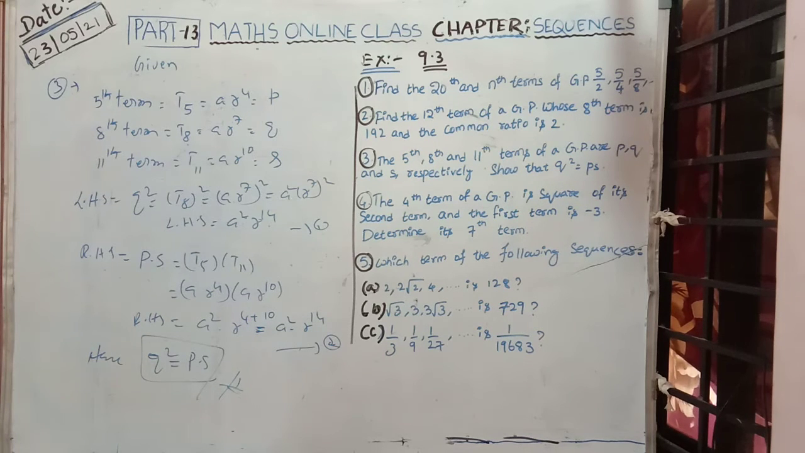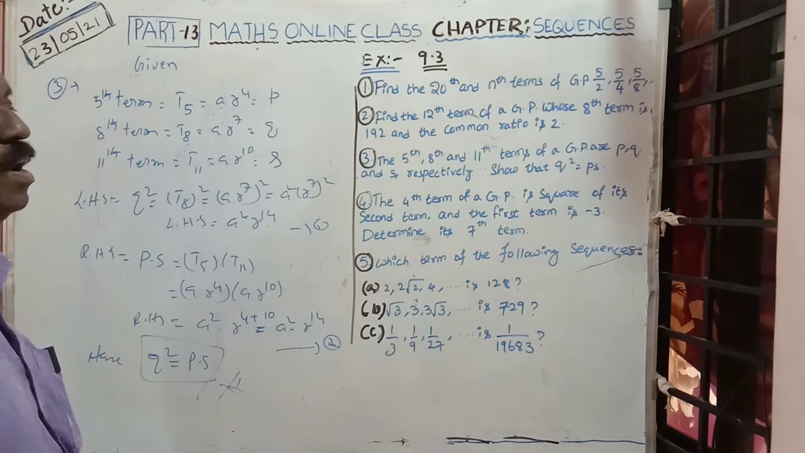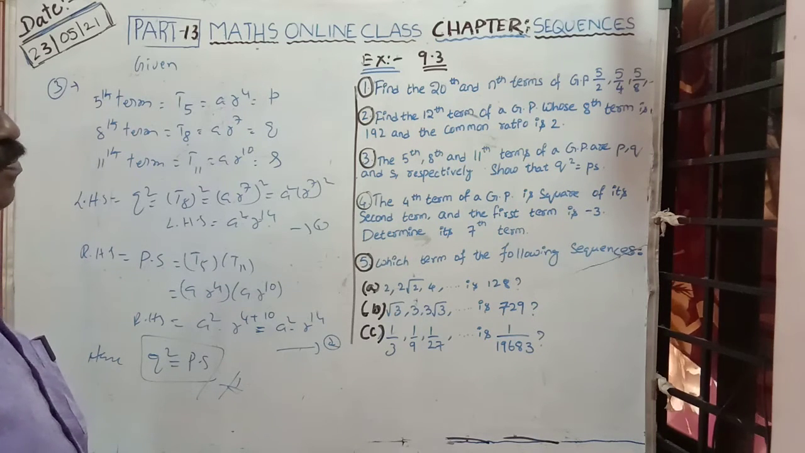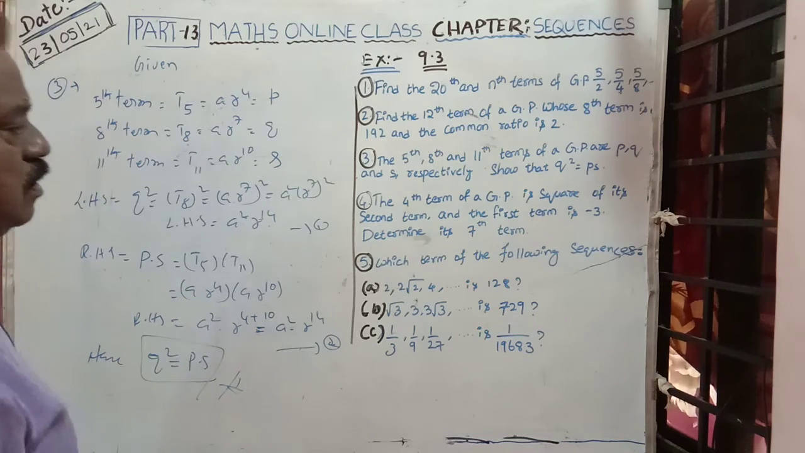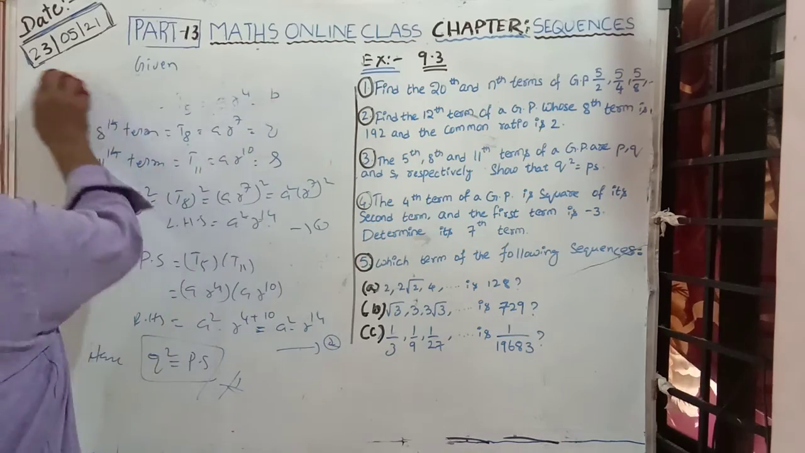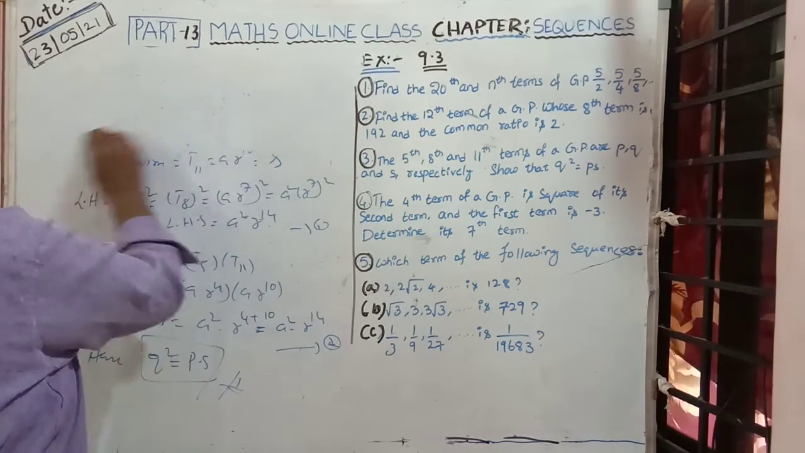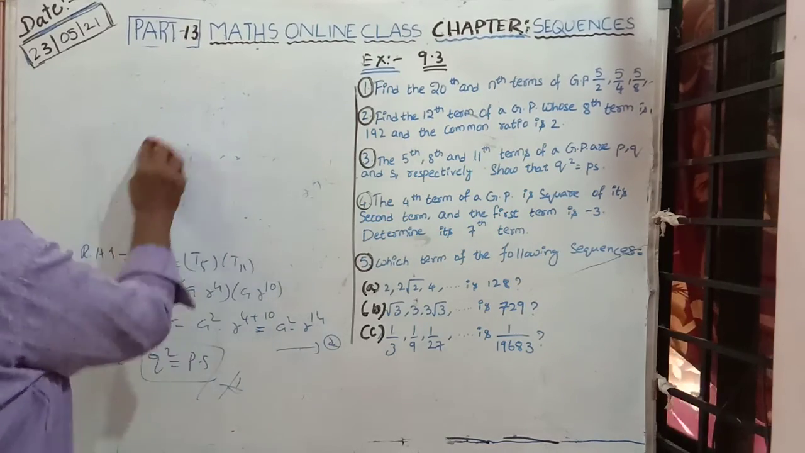We'll go to the fourth one. The fourth term of a GP is the square of its second term, and the first term is minus 3. Then determine the seventh term. Okay, we will solve.